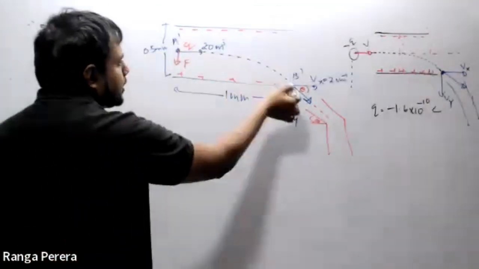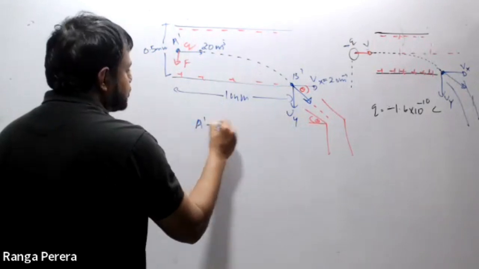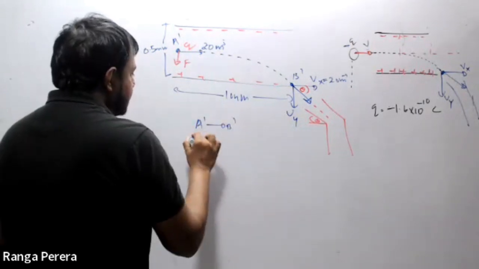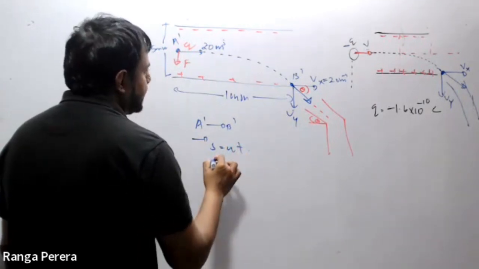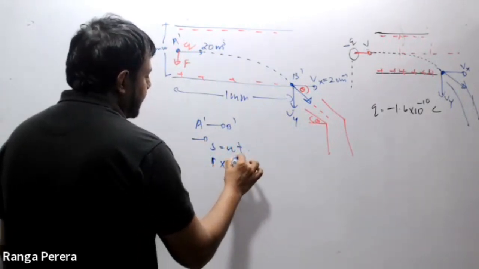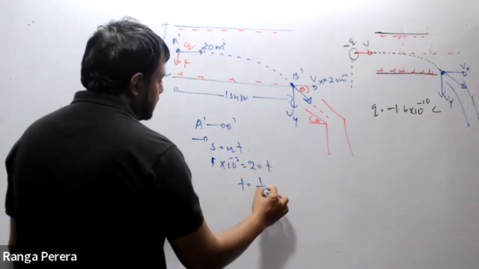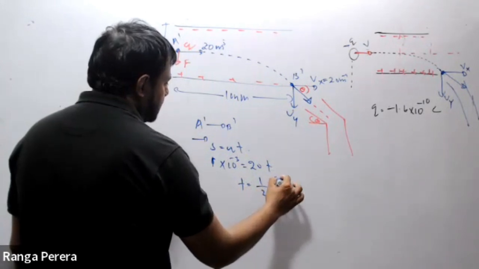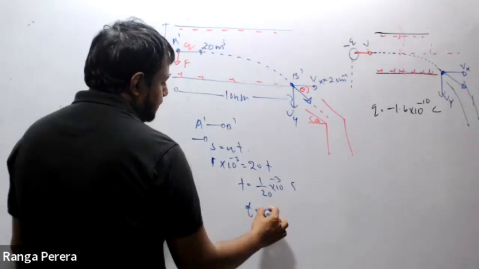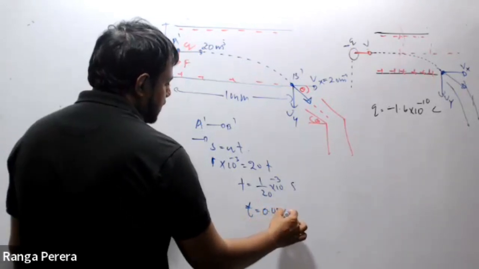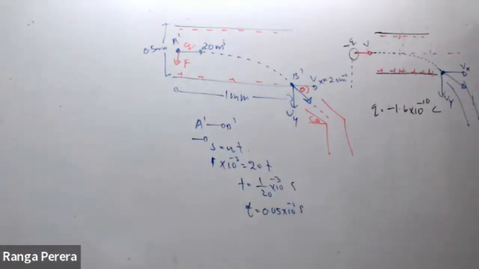We will try to find the time duration from A dash to B dash. S equal to UT we can apply to find the time. S is 1 millimeter, 10 to the power minus 3. Velocity 20, so time T equals 10 to the power minus 3 divided by 20, which is 0.05 into 10 to the power minus 3 second. So we got the time.